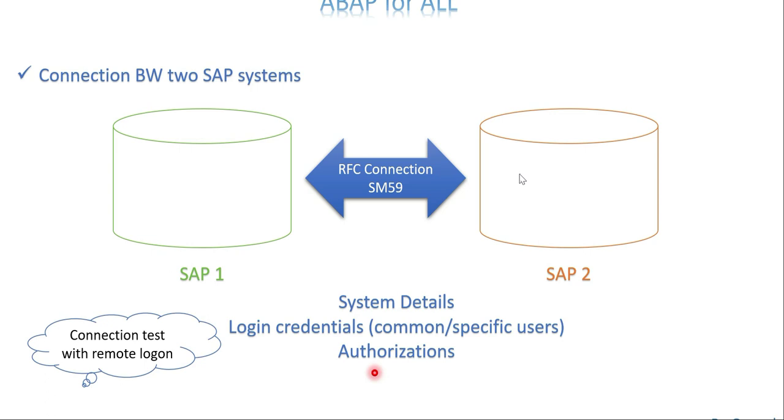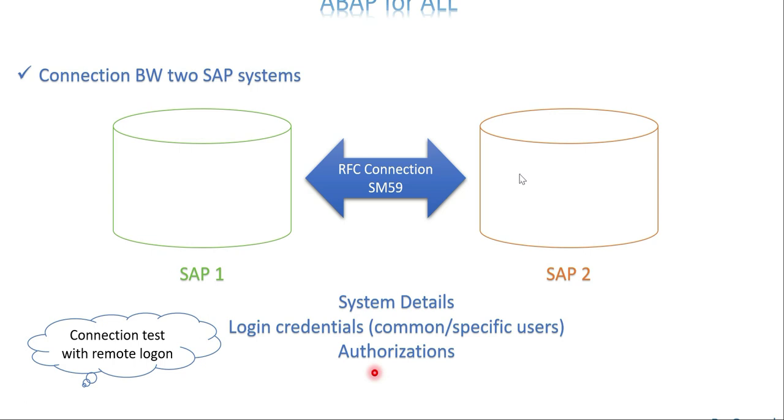And then connection test with remote logon. Meaning once you give all the information, you have to do a connection test. It should be green. It should not be red. Sometimes it shows an ash color, saying everything is a success, and the seconds it took to reach the system. If not, you will get an error message. I will show you that for both screens as well.